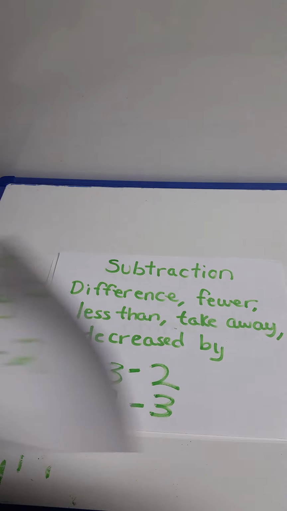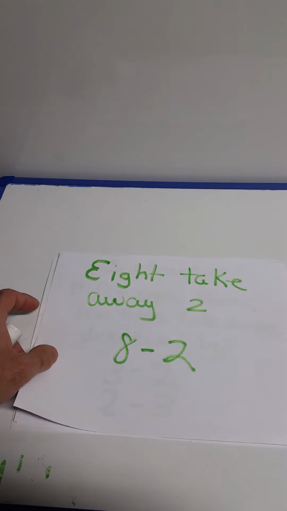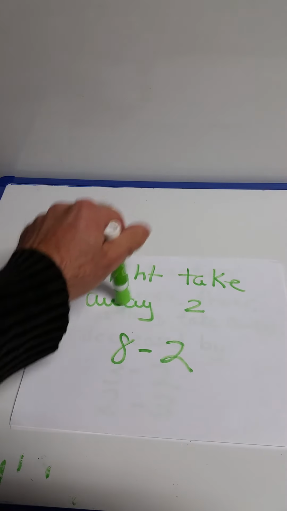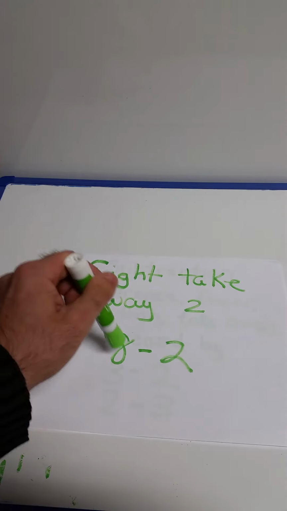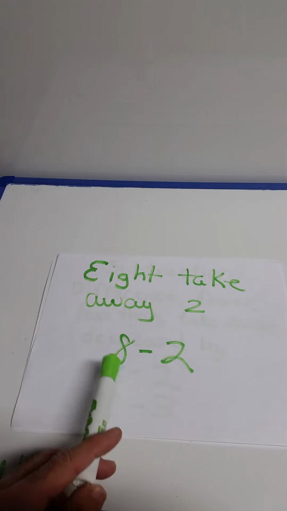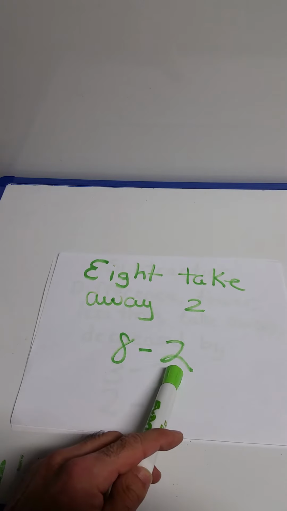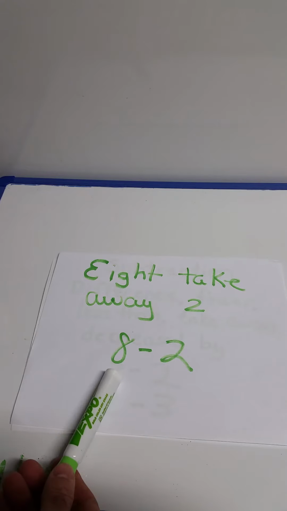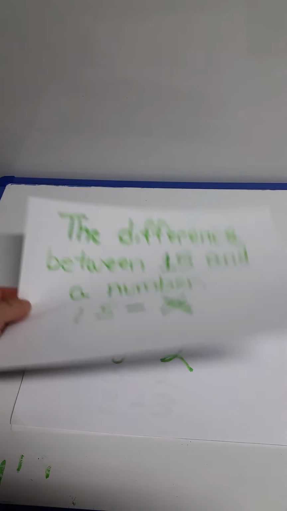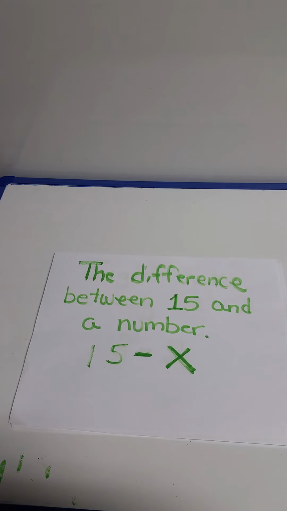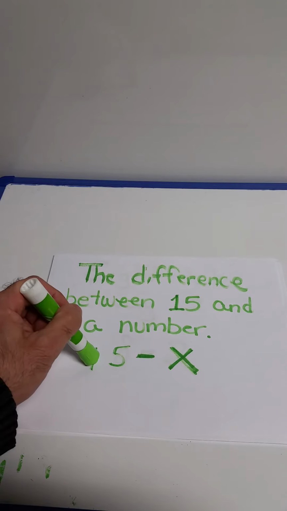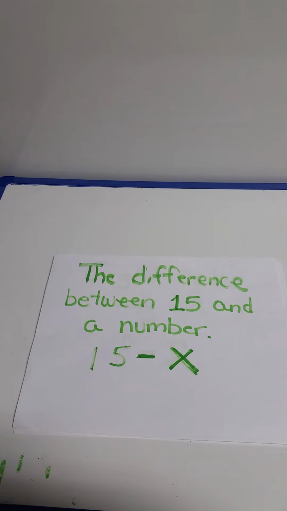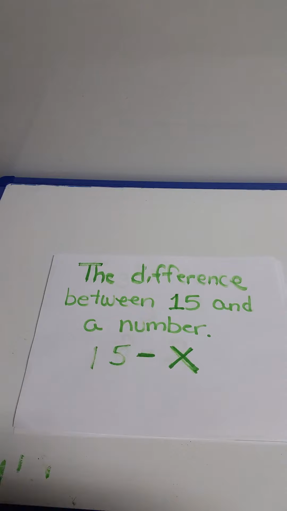So here's 8 take away 2. We know it's subtraction because it says take away. 8 came first, so we said 8 take away 2. We could have also said 8 minus 2. We could have also said the difference between 8 and 2. Here's one with the difference. The difference between 15 and a number. This is also 15 minus x.